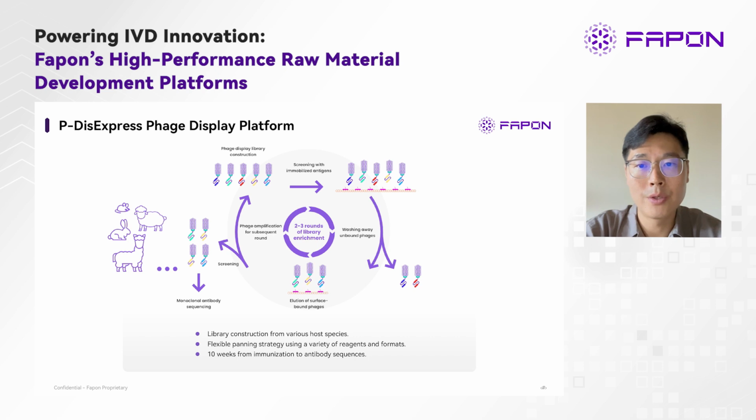Next, I would like to introduce another antibody discovery technology that we have implemented, which is phage display. This is a great approach we often use complementarily to the single B-cell platform. There are different host species we can use to build immune libraries for the panning campaign, including mice, sheep, and rabbit. If we want to develop single chain antibodies, we can also use alpaca.